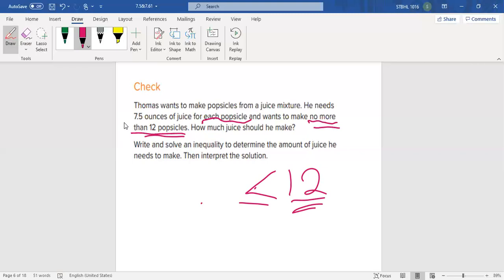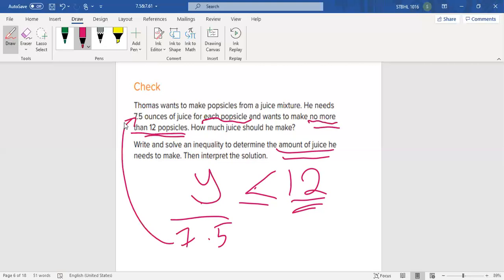So do I know how many popsicles? No, I don't know the number of popsicles. So I will represent it by any variable. Suppose it's y. It's y over 7.5, which is the number of ounces of juice. So I have to find the amount of juice he needs to make.